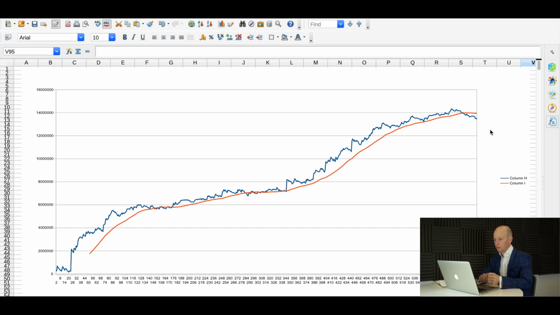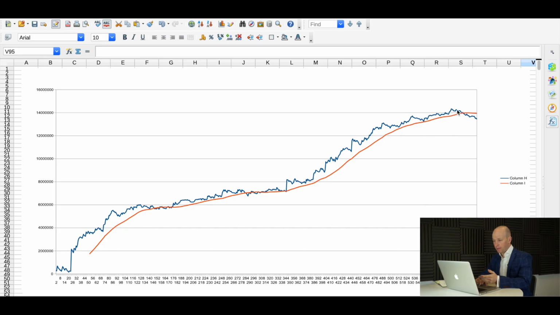But what I want you to look at is where the blue line crosses below the orange line. The blue line is our equity curve and the orange line is our 50 period moving average. We treat this just like we would if we were trading a moving average on a price chart. The idea is, the minute that the actual equity curve drops below that moving average, we cease trading.